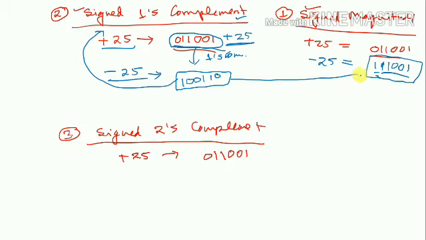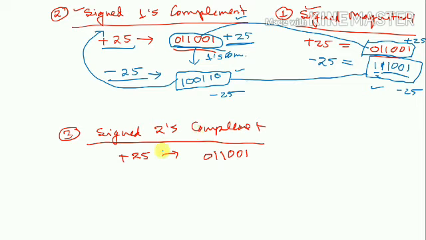So these two are not the same. Clear? This is different and this is different. But the positive number plus 25 for both representations was the same. Here it is also plus 25, these are the same. But this is minus 25 and this is minus 25, and these two are not the same. Clear? So the negative number will be different.